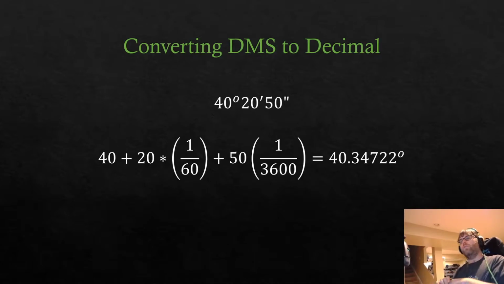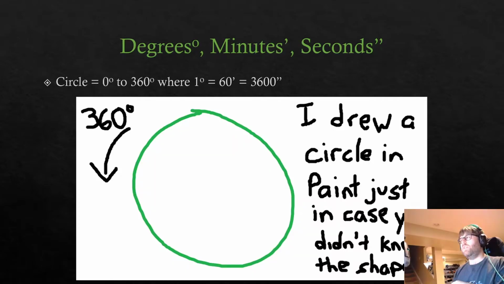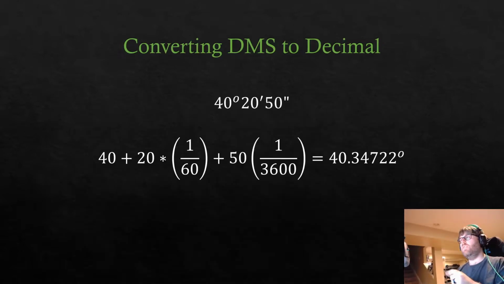So if we wanted to convert degrees, minutes, and seconds to decimal degrees, it's fairly straightforward, which is shown here. So you got your degree, which is going to be your 40. That's going to stay on the left side. Then we're going to do the minutes. So for that, we're going to do 20 divided by 60, because if we remember in this slide, 1 degree equals 60 minutes. So 20 divided by 60.